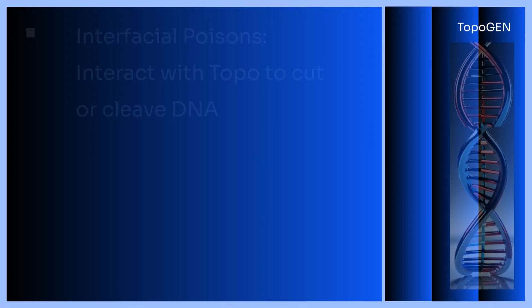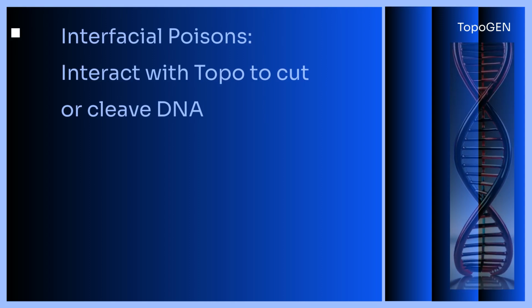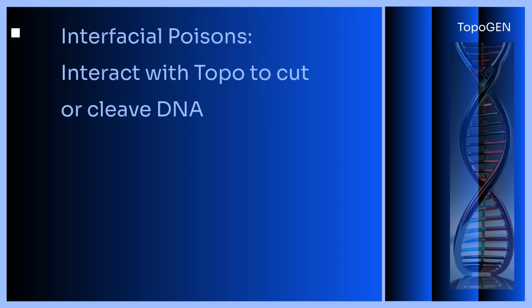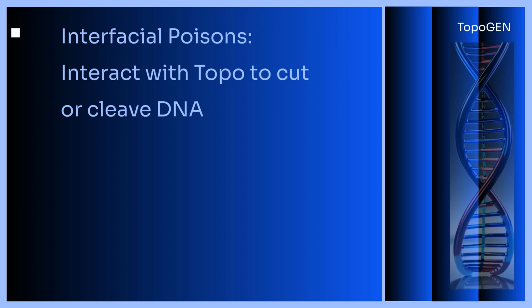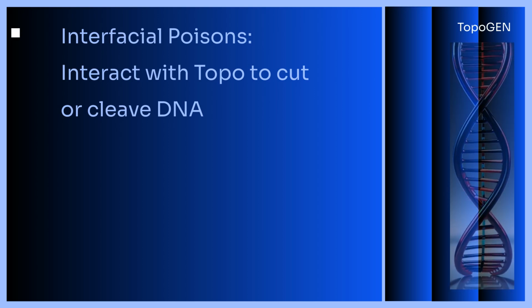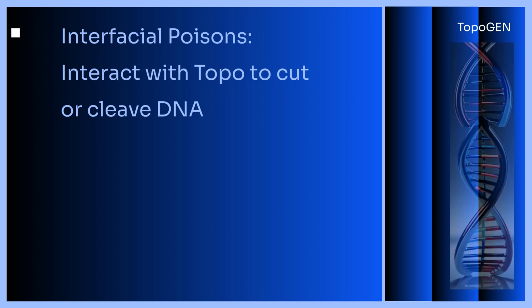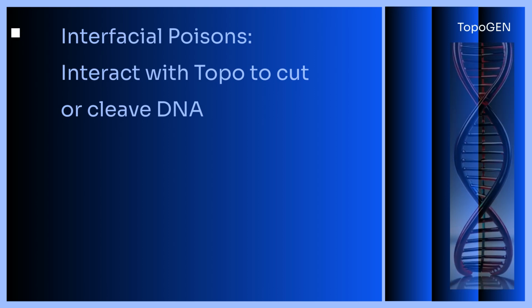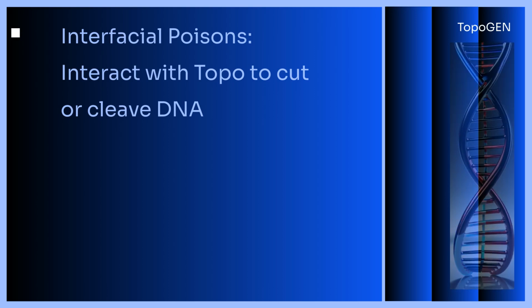Topo-targeting drugs generally fall into two categories. First are the interfacial poisons, or IFP agents. These drugs arrest the enzyme in a DNA-bound state, leading to DNA damage and cell death. These drugs essentially redirect cellular topoenzymes into DNA-damaging agents that cleave the genome.